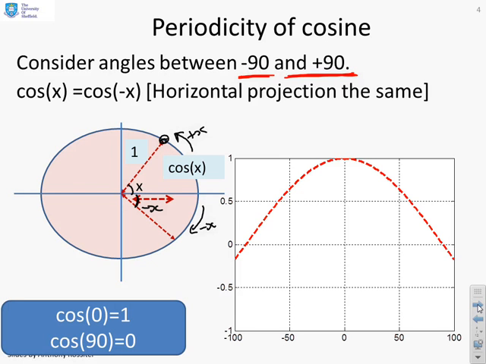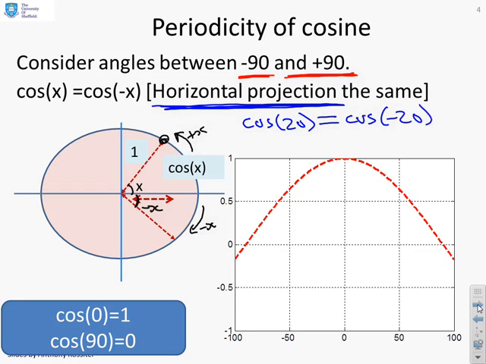Now what you'll notice is if the magnitude of x and minus x are the same, clearly they must give you the same horizontal projection. I hope that's obvious to anyone viewing this. So you're going to get things like cos of 20 must be identical to cos of minus 20. The horizontal projection for plus 20 degrees is the same as the horizontal projection for minus 20 degrees.